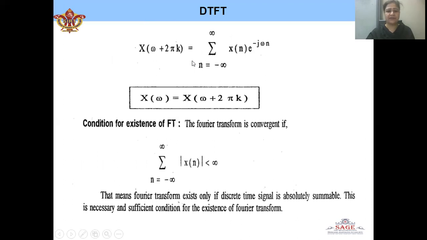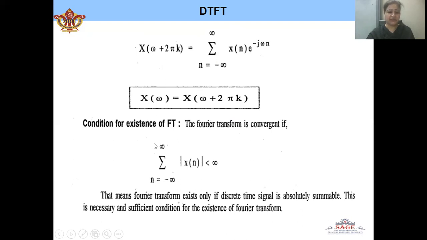So X(omega plus 2 pi k) will be written as summation n equals minus infinity to infinity x(n) e to the power minus j omega n, which is equal to X(omega). So here we have proved that X(omega) is equal to X(omega plus 2 pi k). That means DTFT is periodic with period 2 pi.